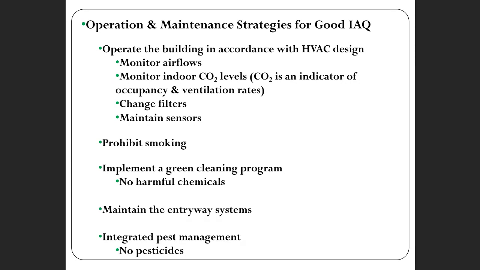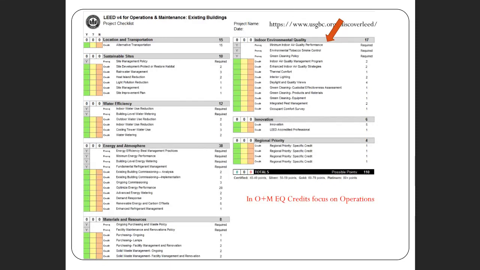Obviously, we want to change filters, maintain our sensors, right? We have temperature and humidity and CO2 sensors. We have to make sure that all that equipment, all those sensors are in operations, or they're calibrated, prohibit smoking, green cleaning program, entryway systems, integrated pest management, right? We talked about all those things. And again, here is our LEED O&M EBOM scorecard for operations. Again, we have prerequisites, things that we must do, and then we have credits.